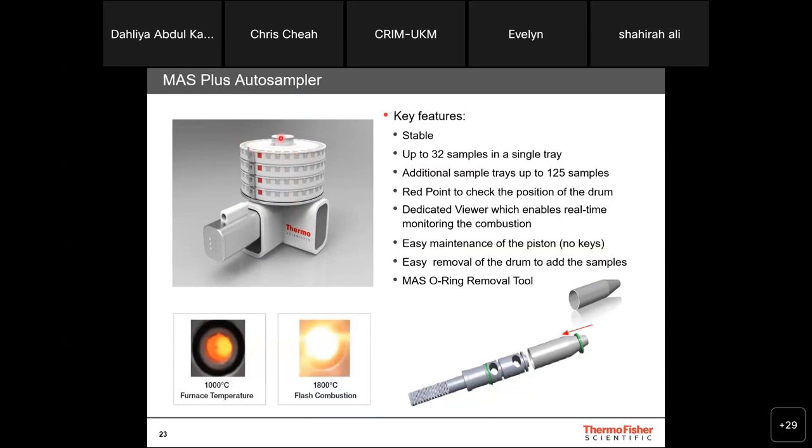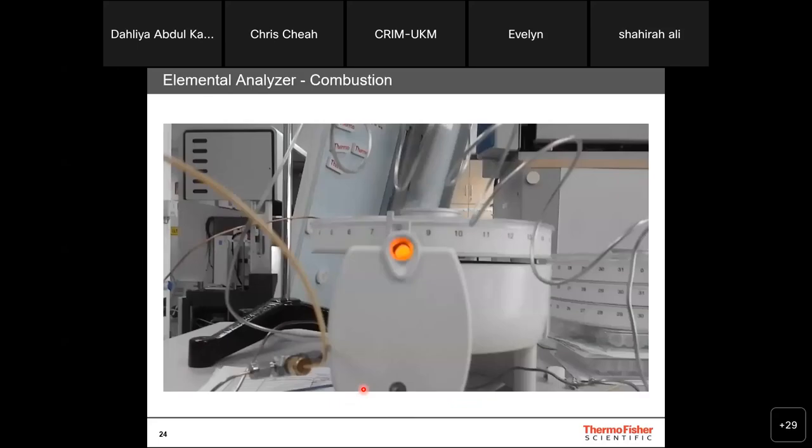Every slot or every drum, one layer will host close to 30 samples. If you have more samples, then you need more layers, just like that. Furnace temperature, remember, is set at about 950 to 1000 degrees Celsius. When your sample goes in, the exothermic reaction of tin will increase it to about 1800 degrees. Okay, so let's have a video on how the sample is introduced.